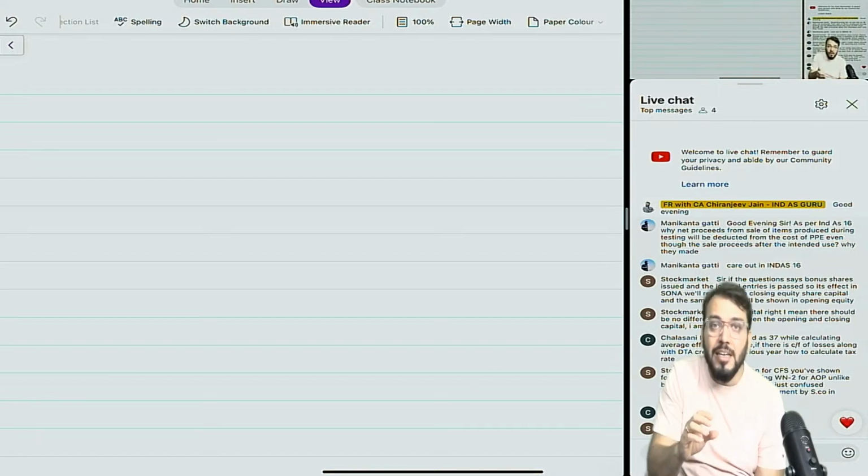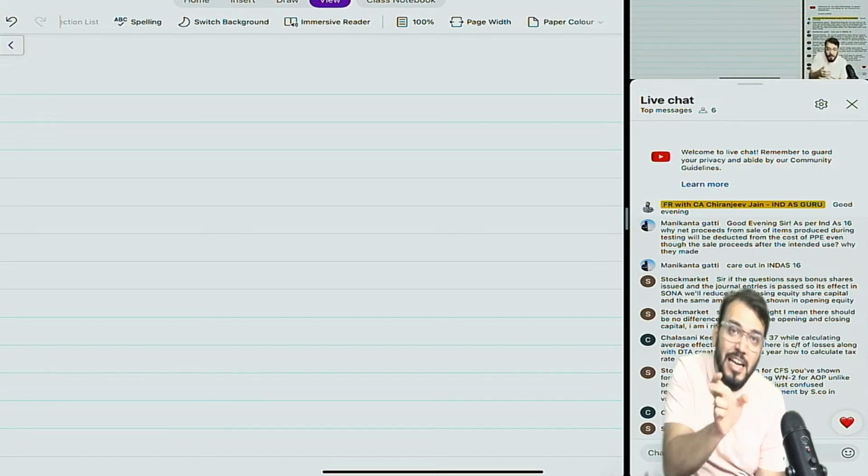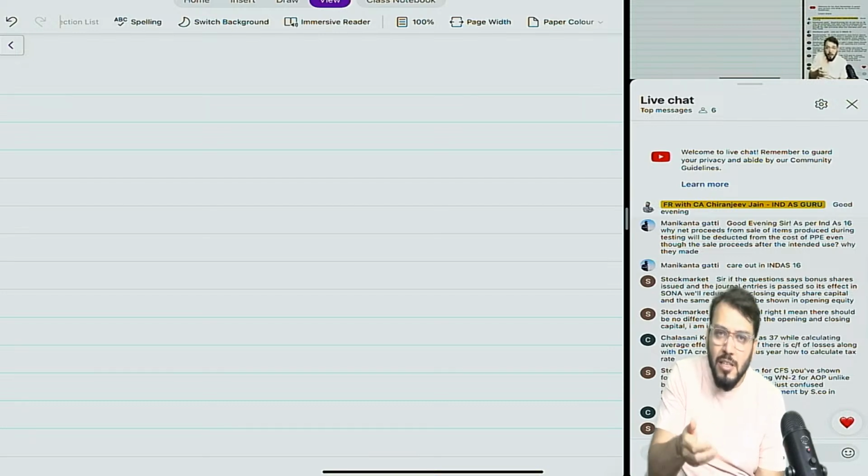Now during the testing period, if some unit has been produced, then as per Ind AS 16 the sale proceeds of the unit produced during the testing period will be deducted from the testing cost, and that amount will be capitalized, correct? Now recently there is one amendment in the international accounting standard. They say that any sale proceeds will be transferred to profit and loss account. So Ind AS 16 has given one clarification that it will not transfer the sale proceeds to the profit and loss account. It will be deducted from the cost of PPE only.